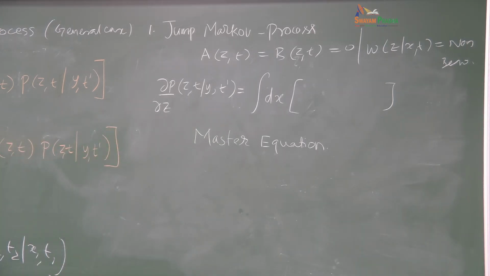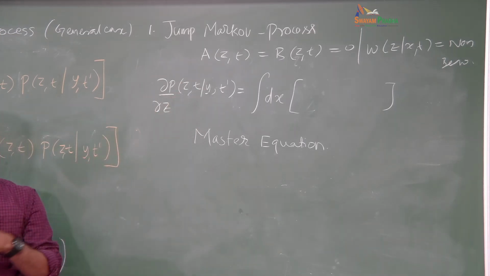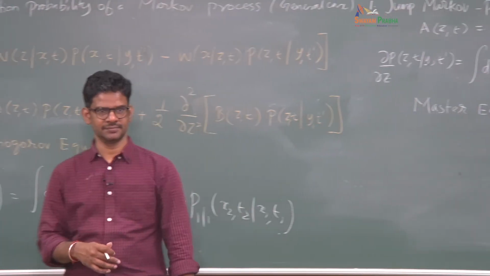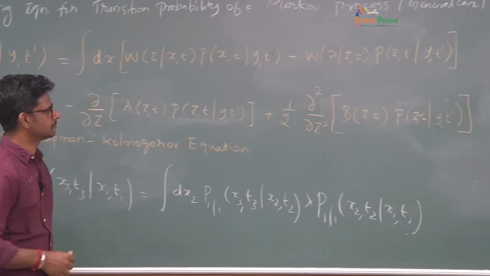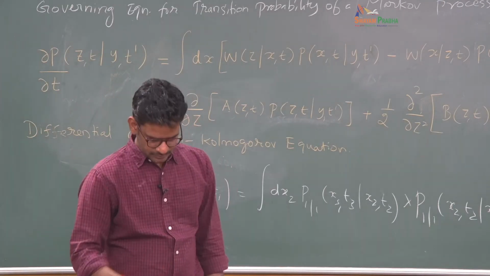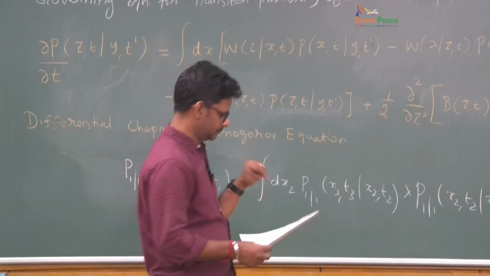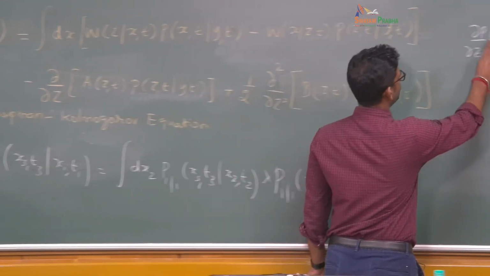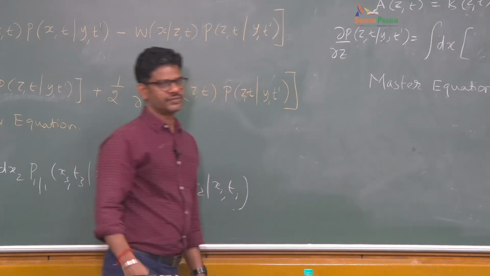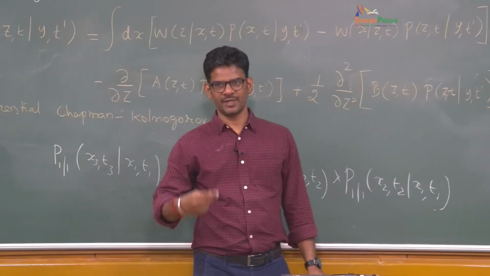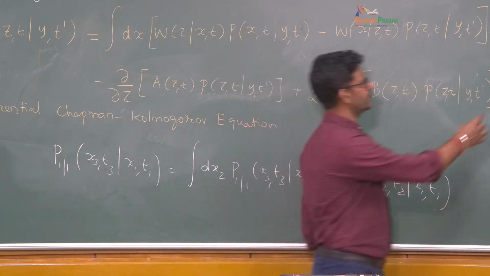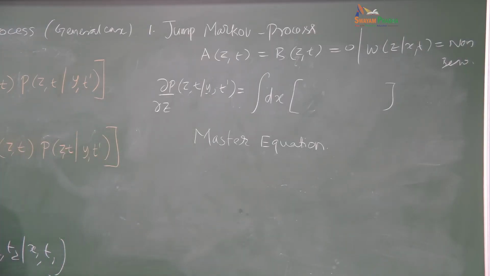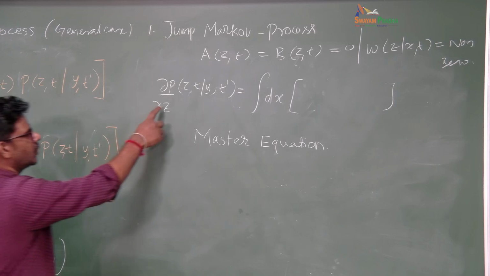A master equation describes only the jump Markov process, where y and x show this kind of jumpy behavior. Now here we think of y and z as continuous variables, like the position or velocity of a Brownian particle, but we can also keep them as discrete variables like the number of molecules or number of electrons. Then we can write this equation in a discrete form.